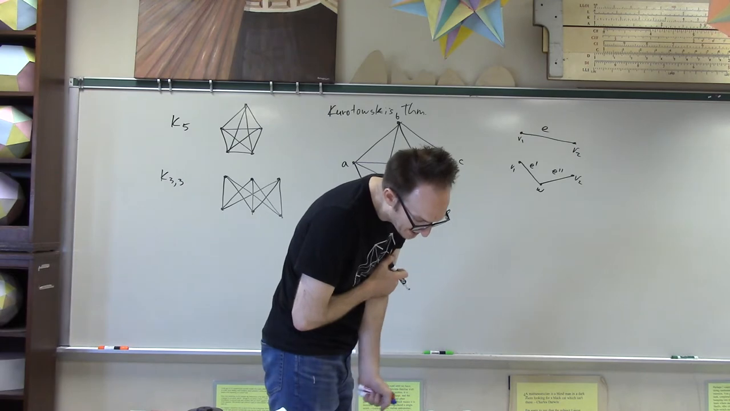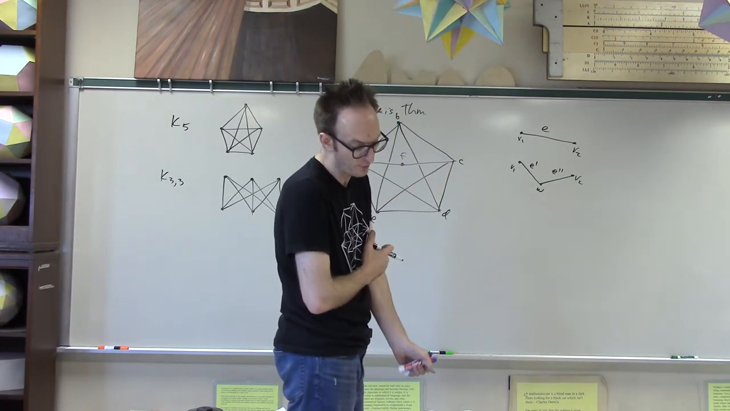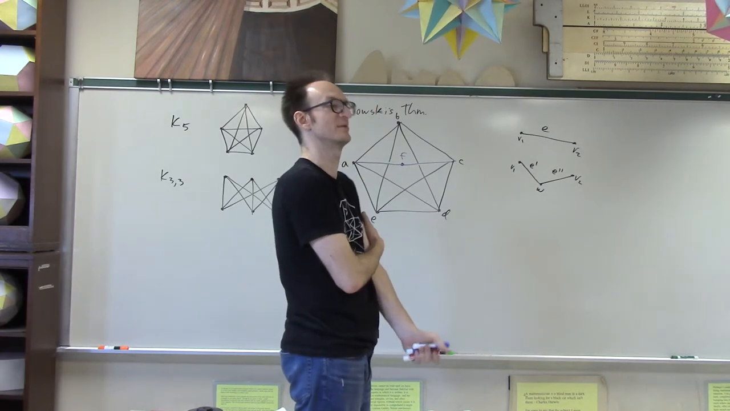And then he says, two graphs are homeomorphic if both can be derived from a common ancestor using only a sequence of elementary subdivisions.